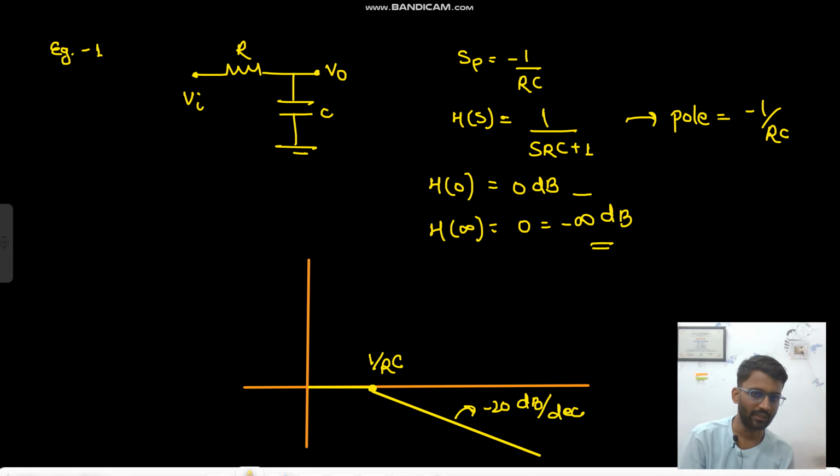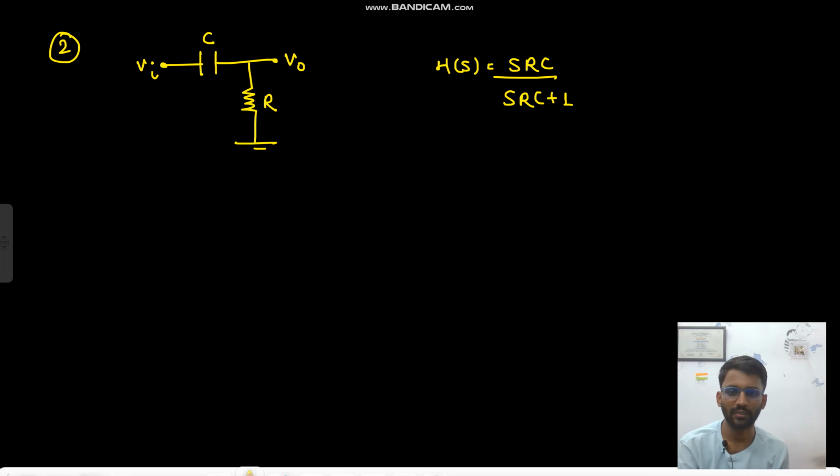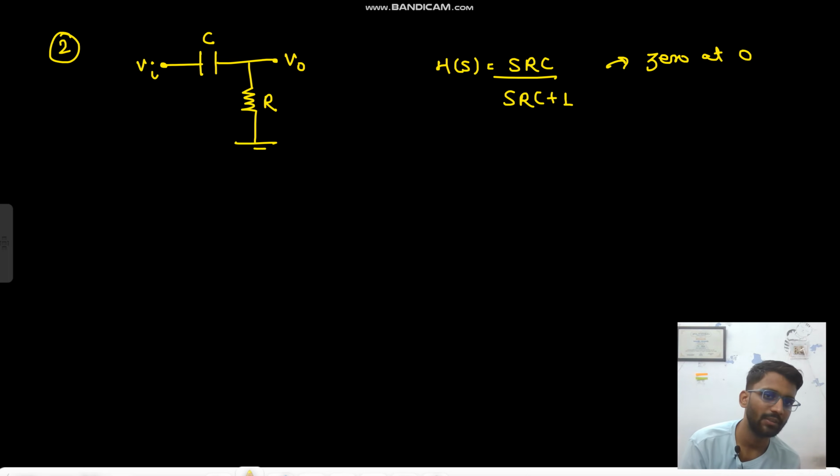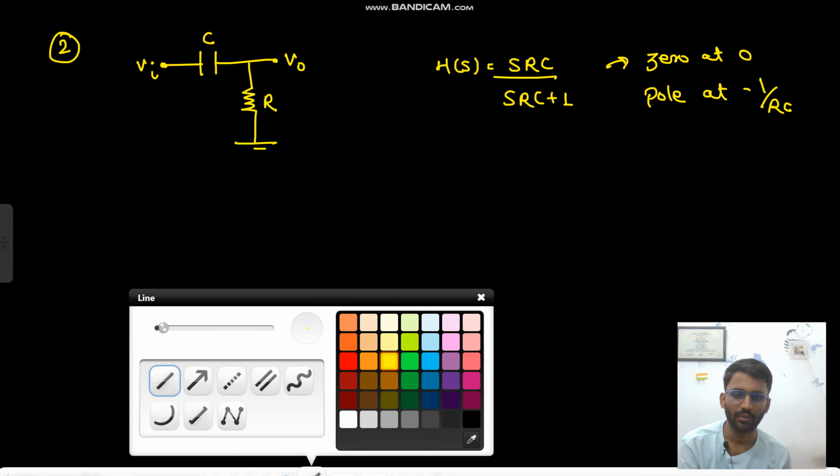So this is also satisfied here. So you need to make sure that this condition is satisfied. Okay, so accordingly, you should draw the Bode plot. Now in this one, you have a 0 at 0 and a pole at minus 1 by RC. Okay. Now drawing the Bode plot.